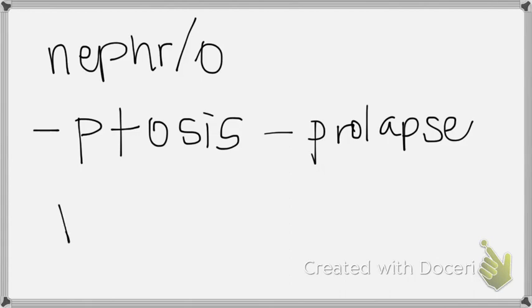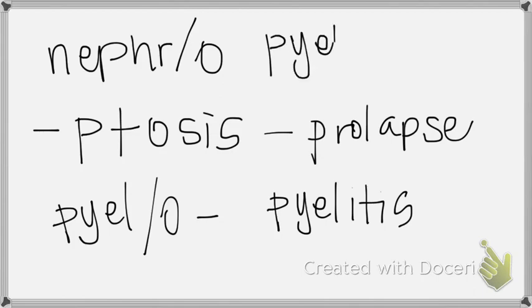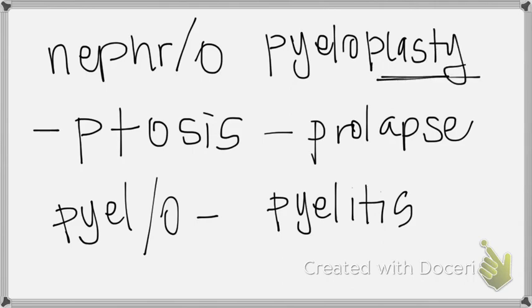Okay, it gives us another word part, P-Y-E-L, combining form O, refers to that renal pelvis, that part that kind of goes in or out of the kidney, that very first part. Pyelitis, examples, P-Y-E-L-I-T-I-S, would be inflammation of the renal pelvis. P-Y-E-L-O-plasty would be surgical repair of the renal pelvis.